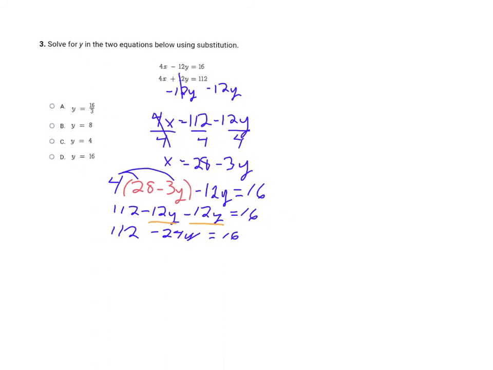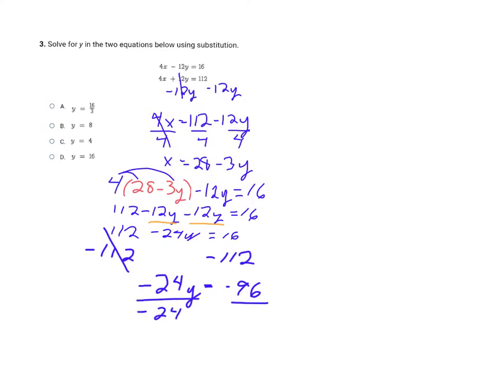So the next thing I'm going to do is, it's a two-step equation, so I'm going to subtract 112 from both sides. These 112s cancel, so that's negative 24y, and that's going to equal negative 96. And then I'm going to divide both sides by negative 24 as my last step. That's going to be y equals positive 4, because 96 divided by 24 is 4. And the negatives cancel. Since I just had to find y, I know my answer here is C.